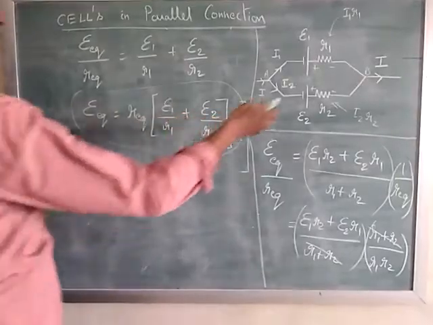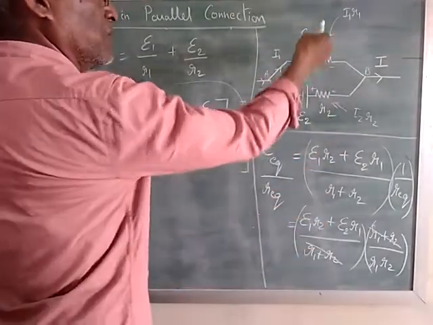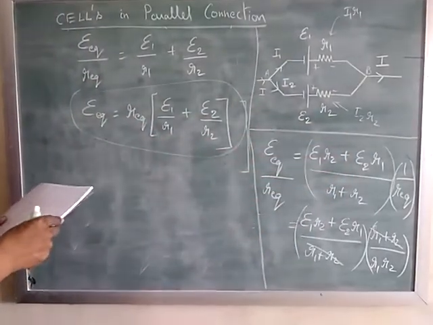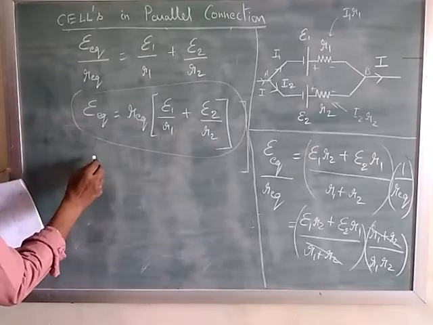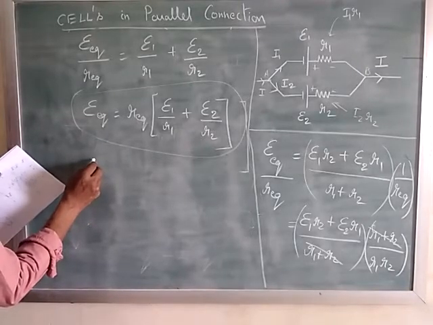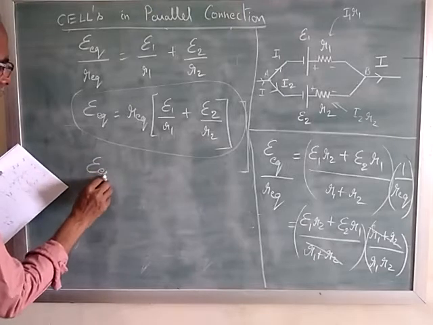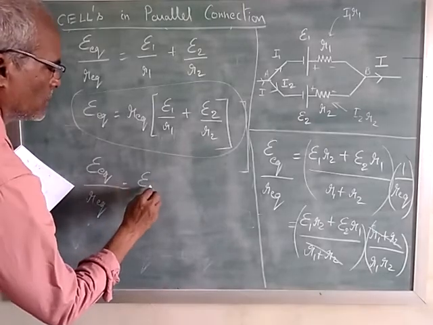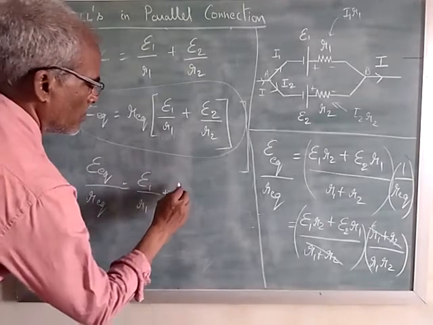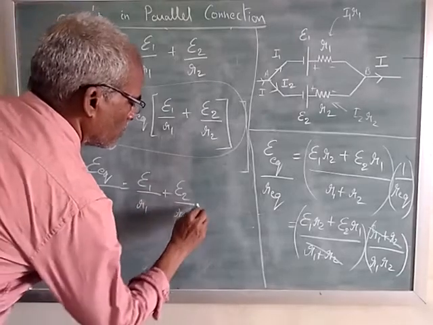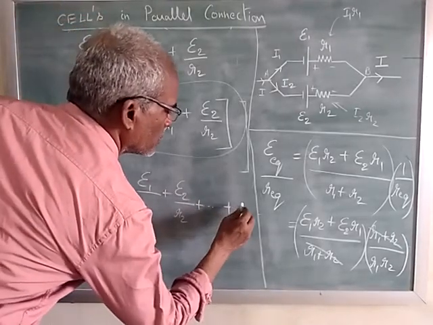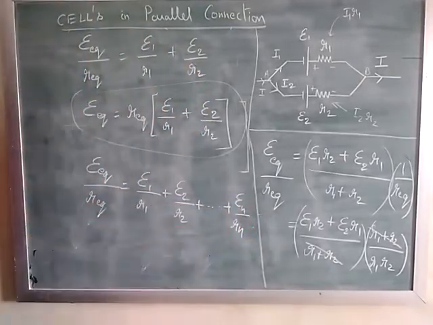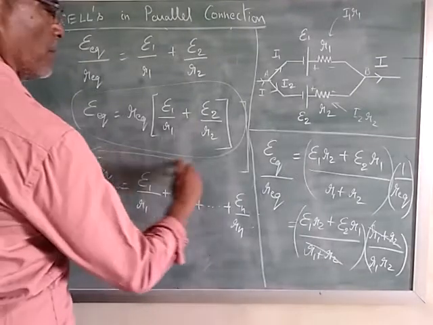Okay. Suppose if you have n number of parallel sources with E1, E2, E3 up to En and R1, R2 up to Rn, then E equivalent by R equivalent is equal to E1 by R1 plus E2 by R2 plus up to En by Rn. This is n number of sources. So this is the general formula.